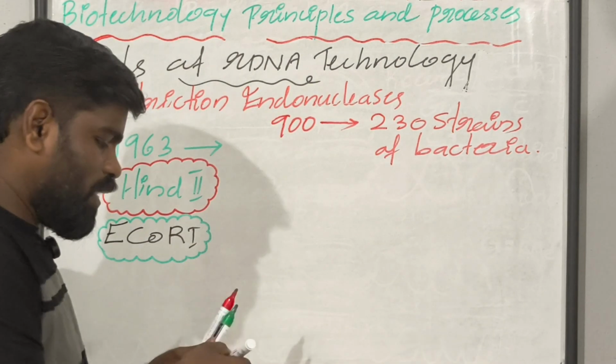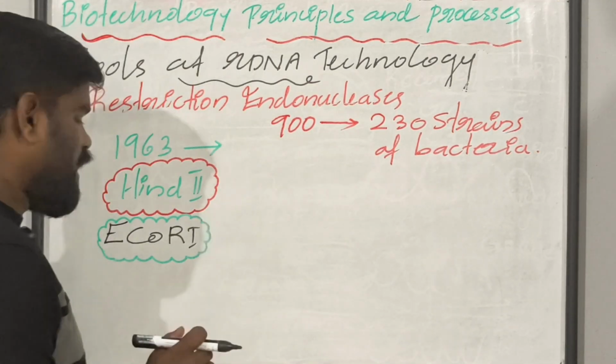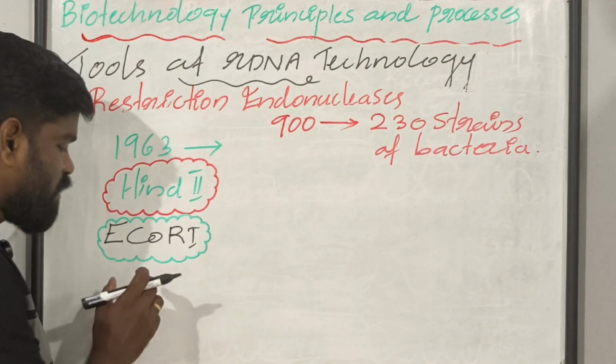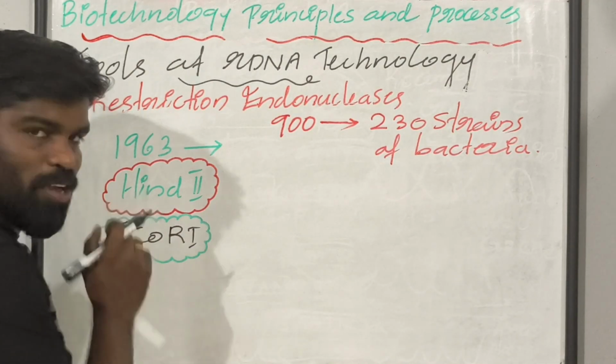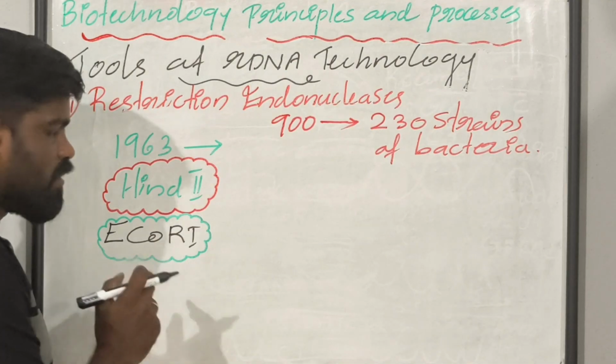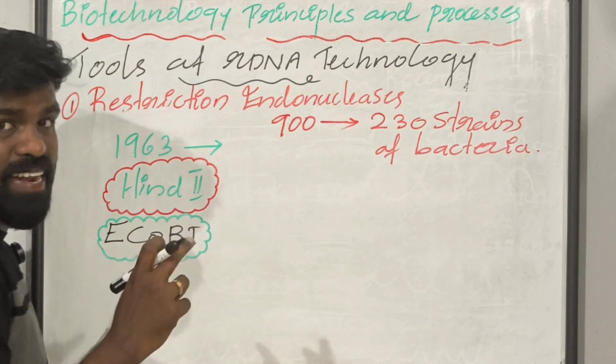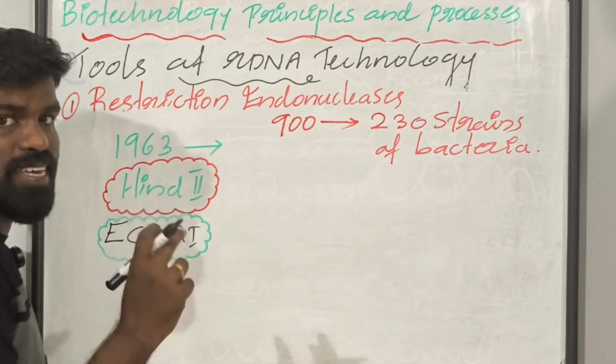Now, naming of restriction endonucleases. First we can start from EcoRI itself. Here the E indicates that it is isolated from Escherichia coli, the bacterium Escherichia coli.